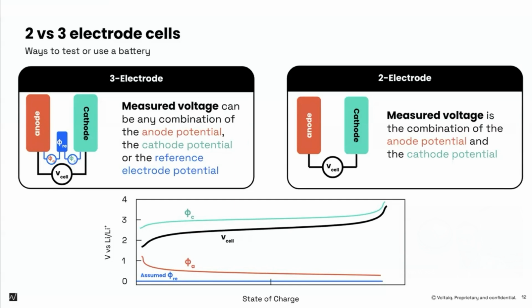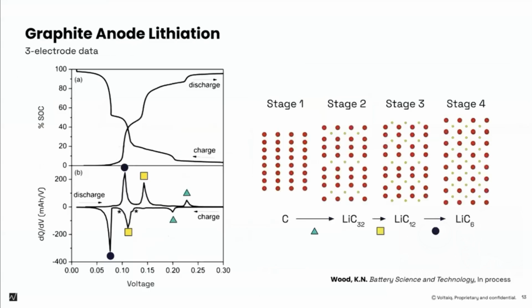So to help better understand that 2-electrode system, which is probably what most of you are going to be using, it's really helpful to have some idea of how the 3-electrode system works so you can understand that superposition or convolution. Okay, so now let's actually look at DQDV.